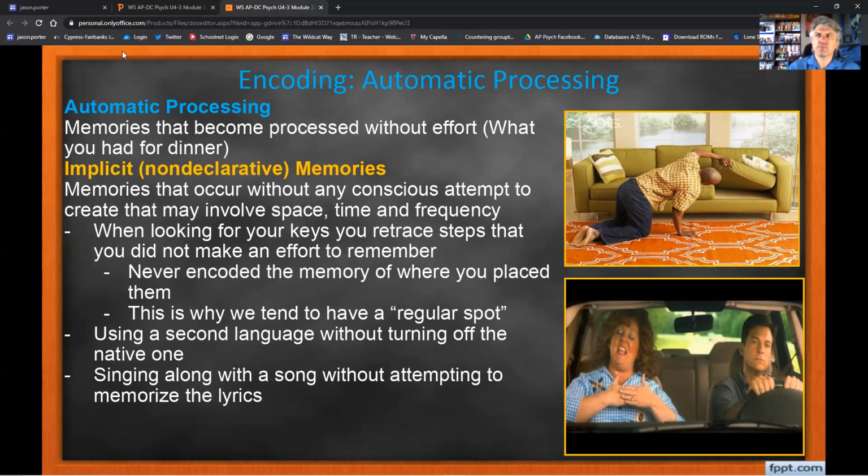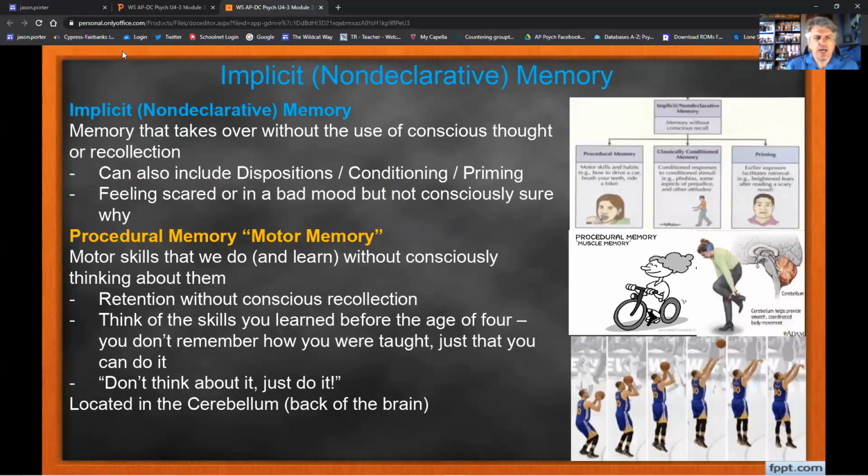A lot of times we can know the lyrics to a song without ever possibly wanting to know the lyrics to that song because it comes in again and again and again. So there's no rehearsal, there's no consciousness to this memory. It's just stuff that gets in that little wormhole and sticks with us. So again, non-declarative memories are memories that take place without consciously trying to.